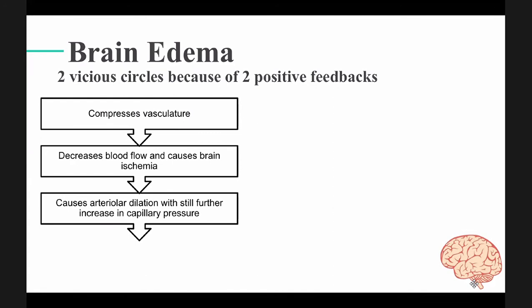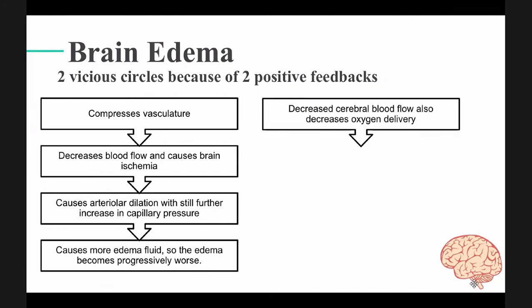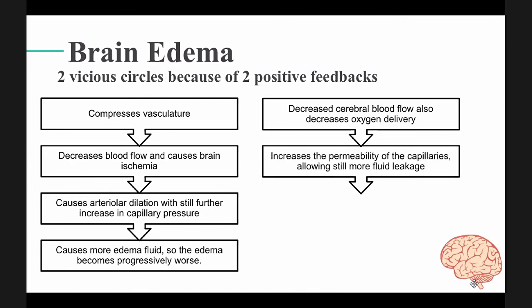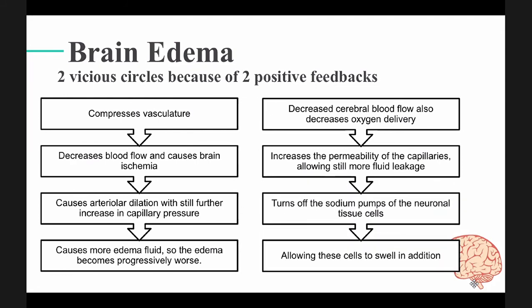So a decrease in oxygen supply will cause the other vessels, not compressed by the edema, to have an increase in blood flow. And so there will be dilatation of these other vessels, and the increase in blood flow would cause more edema fluid, so the edema becomes progressively worse. The other mechanism is a decrease in cerebral blood flow also decreases oxygen delivery at the site, and it increases the permeability of the capillaries, allowing still more fluid leakage, and turns off the sodium pumps of the neuronal tissue cells, allowing these cells to swell in addition. So this is the vicious cycle of brain edema.